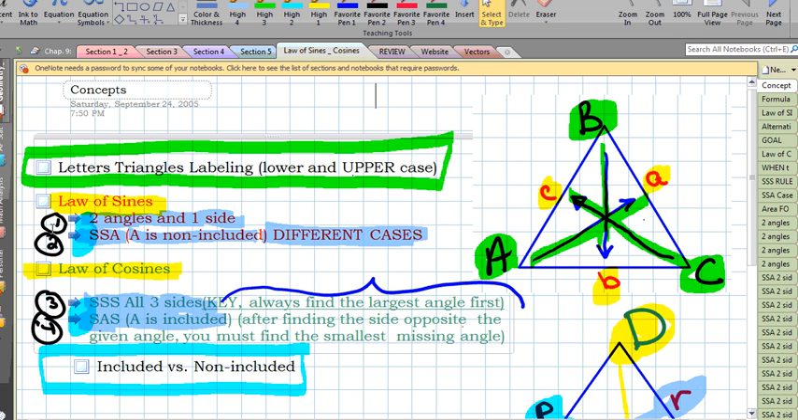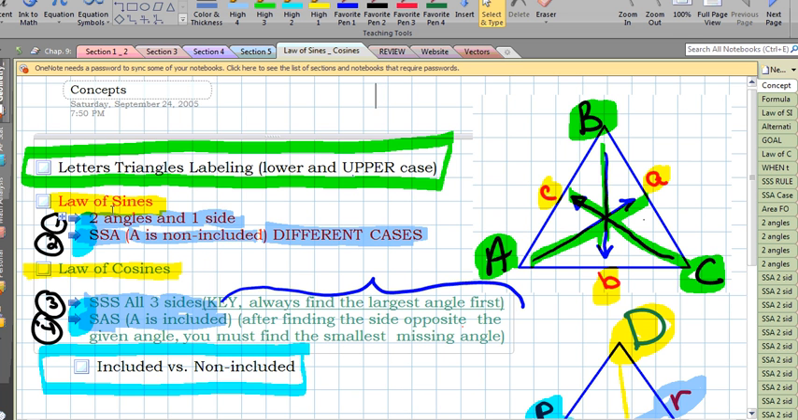There's only two situations where we use the law of sines. That's when we're given two angles and one side. The other situation is when we're given side-side-angle. Be very careful of the order of the letters there. The angle is not included. And with the law of cosines, we're given all three sides or side-angle-side.